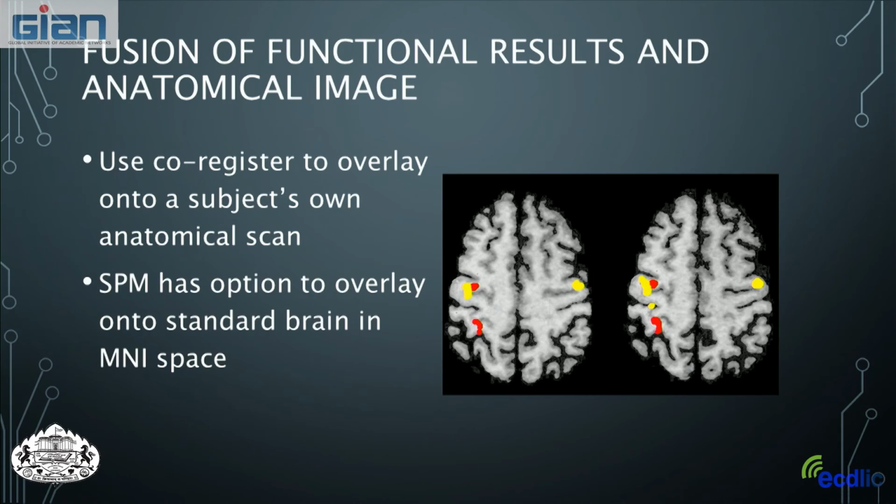And of course, we want to fuse the functional and anatomical images together. So this is another way to display our activation. Again, we've co-registered these 2 brains. We've lined them up for a single subject, and then we've overlaid them onto the anatomical space. So we can actually see where in the anatomical brain tissue our activation was attributed to.